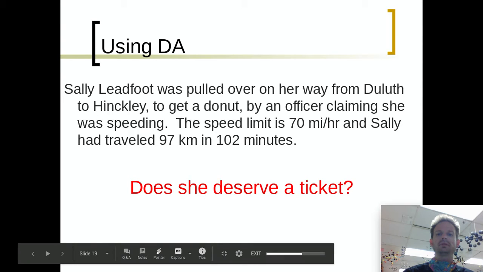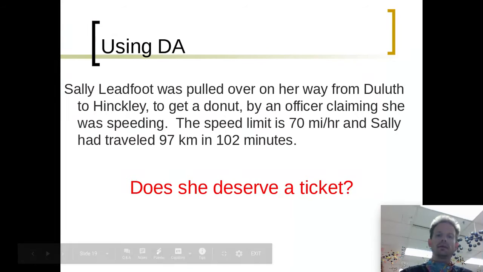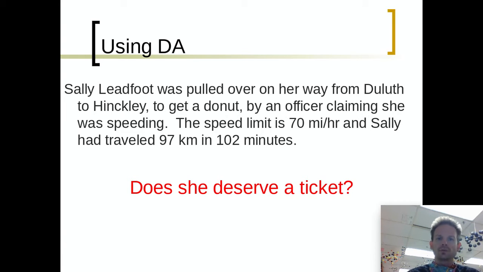All right. Take a look at this last problem using dimensional analysis. And this one is the most complex one. And it's not any different than what we just did, but you'll see why it's a little more complex. So again, maybe write down what you know from here. So we have Sally Leadfoot was pulled over on her way from Duluth to Hinckley to get a donut by an officer claiming she was speeding. Okay, the speed limit is 70 miles per hour, and Sally had traveled at 97 kilometers in 102 minutes. All right, does she deserve a ticket?